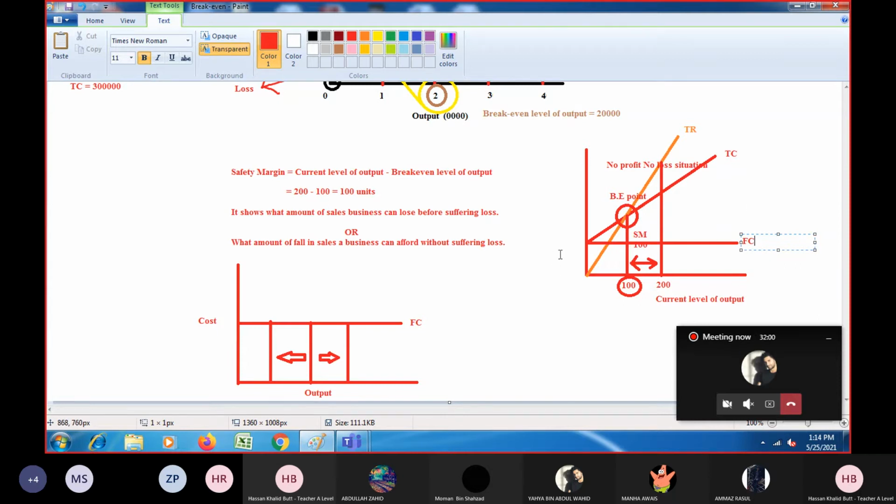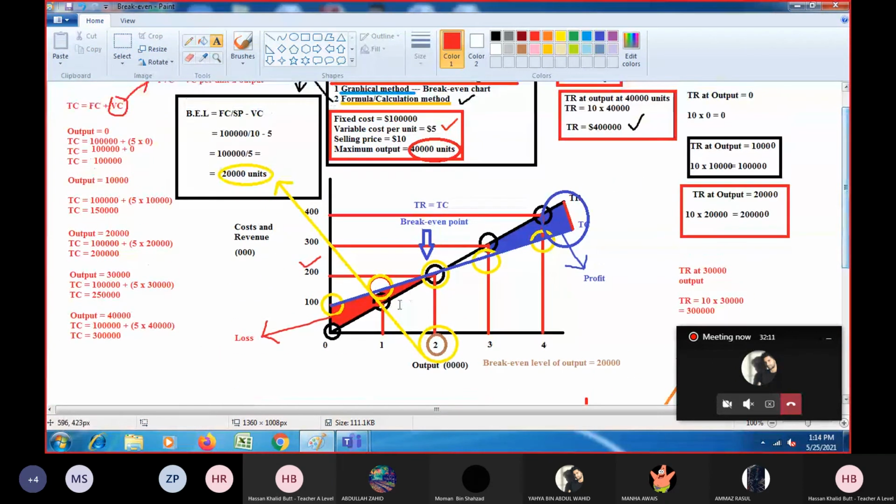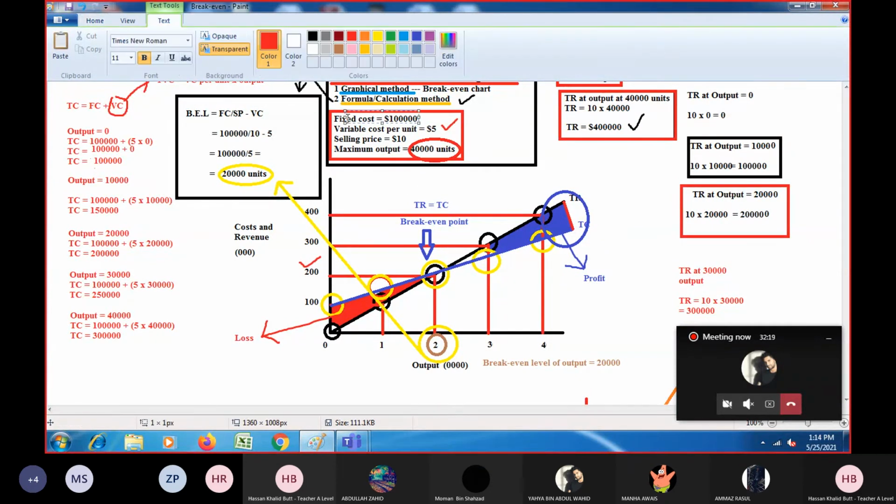In fact, total cost starts from the fixed cost because it shows that even at zero level, there is some fixed cost. We discussed that earlier as well. So similarly, if I scroll it up, you can see what the fixed cost in this question is. Fixed cost is 100,000. Okay, you can see that right there.